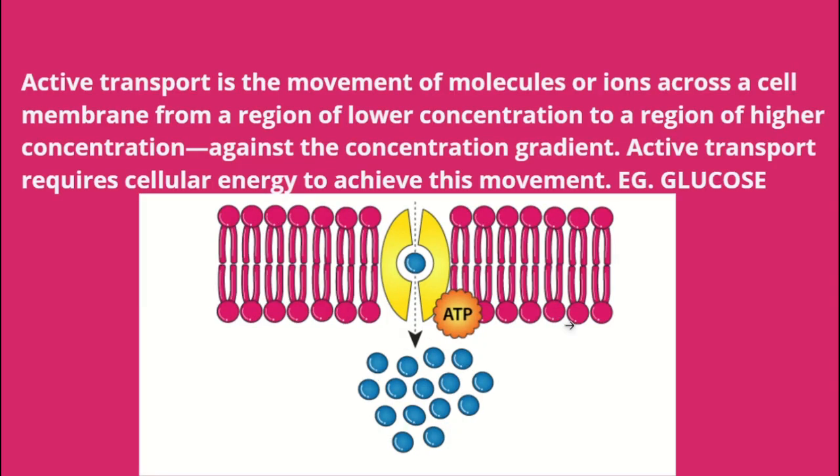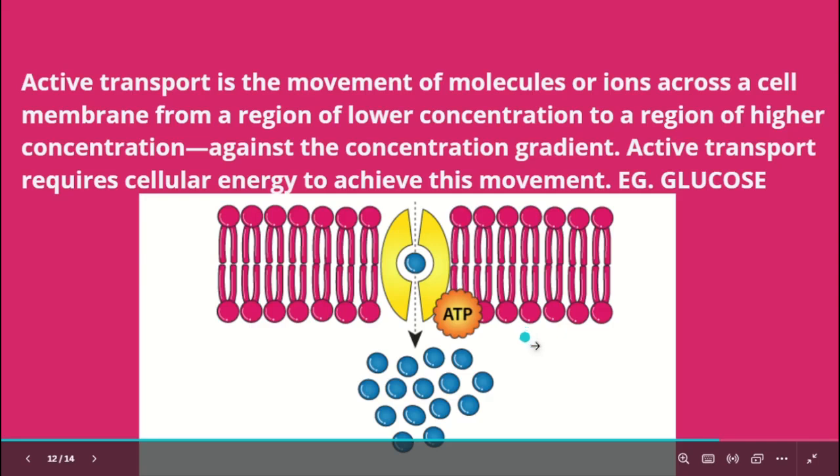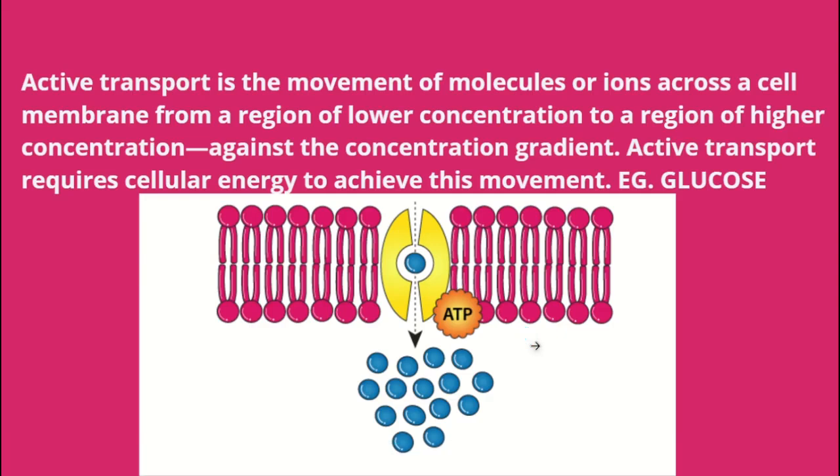So now this is the definition. Active transport is the movement of molecules or ions across a cell membrane from a region of low concentration to a region of high concentration, against the concentration gradient. It requires cellular energy in order to achieve this movement. That is why ATP is here, ATP meaning adenosine triphosphate. An example of active transport would be our glucose.